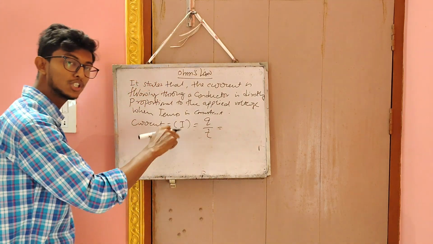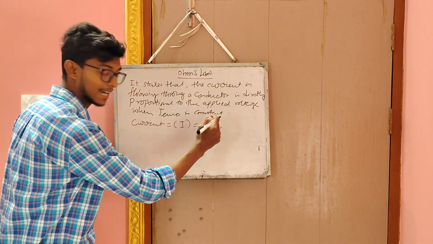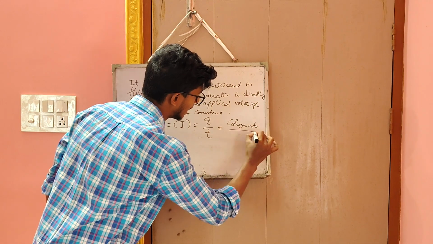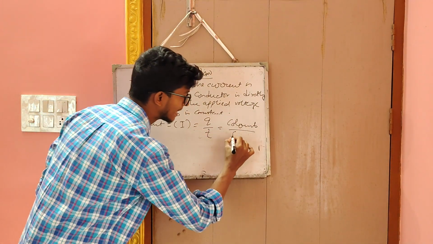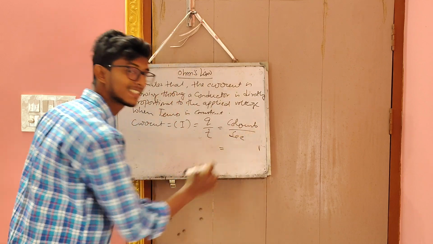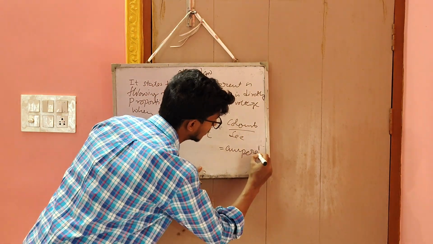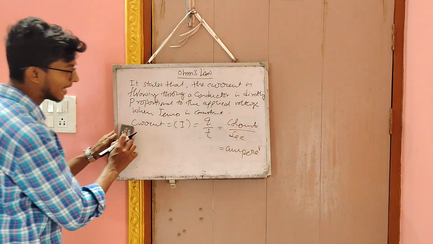So what is the unit of current? What is the unit of charge at first? Q is measured in coulomb. And what is the unit of time? That is second. So coulomb per second is called ampere.